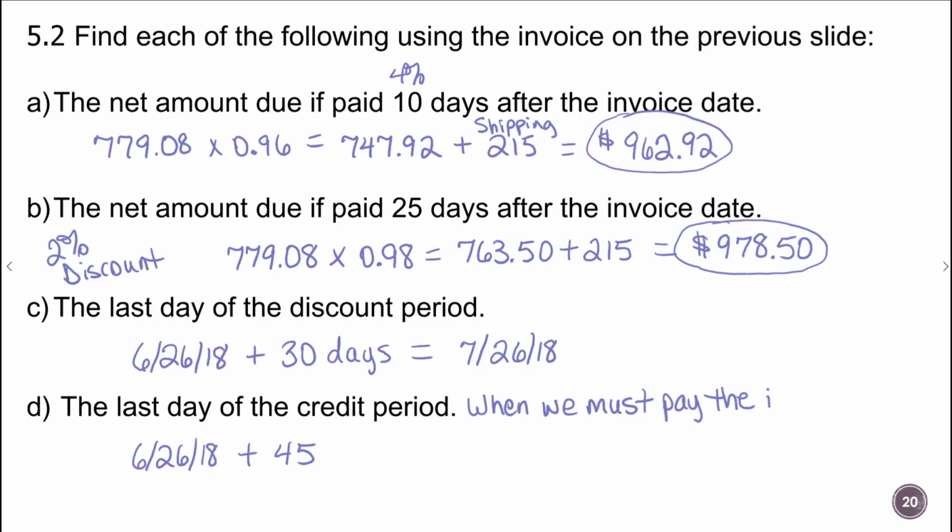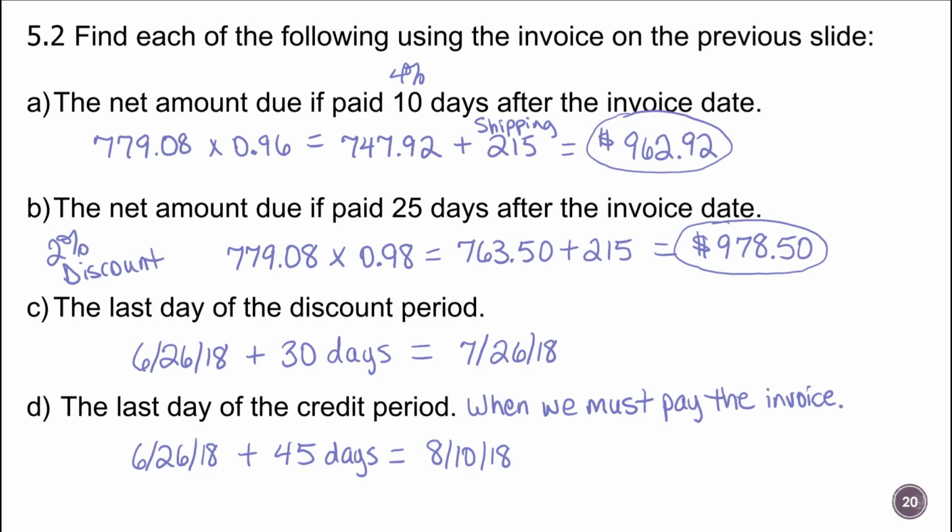If you're not paying for things, then they'll stop sending them to you. And so it is wise to pay the bills, right? And so we have to pay our invoice then. So we're adding 45 days. And the end of our credit is on August 10th, 2018.